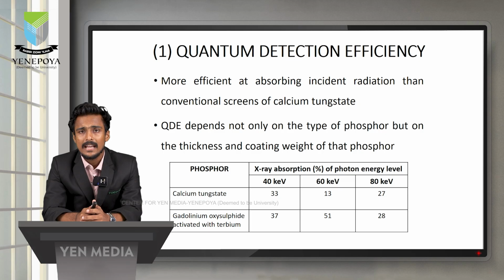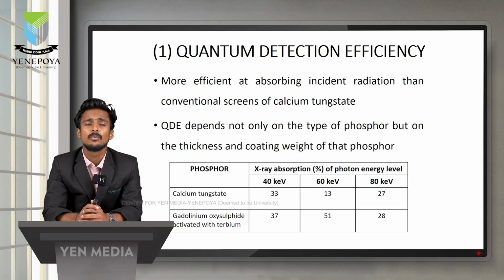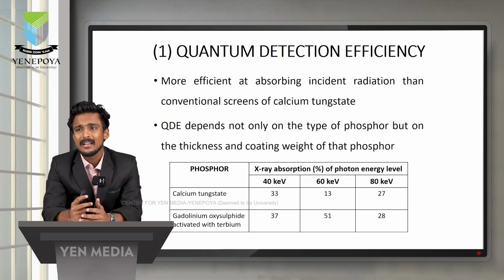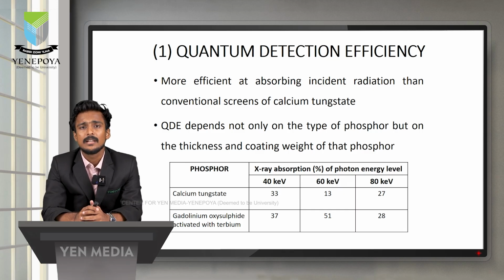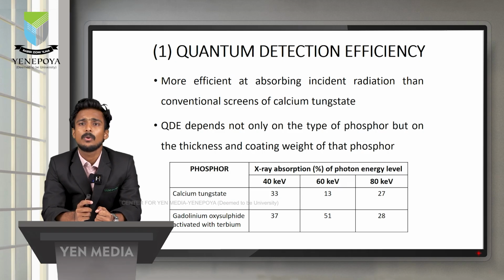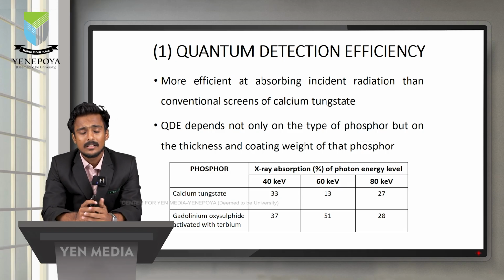phosphor. In this table there is a comparison of X-ray absorption rate at different photon energy levels between calcium tungstate and gadolinium oxysulfide activated with terbium. Calcium tungstate is a conventional phosphor and gadolinium oxysulfide is a rare earth phosphor. At 40 kilo electron volt, a unit usually used to measure gamma rays or X-rays, calcium tungstate absorbs 33% of the photon energy, and gadolinium oxysulfide, the rare earth phosphor, absorbs 37%.